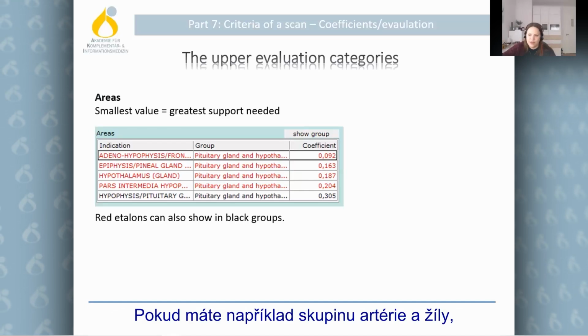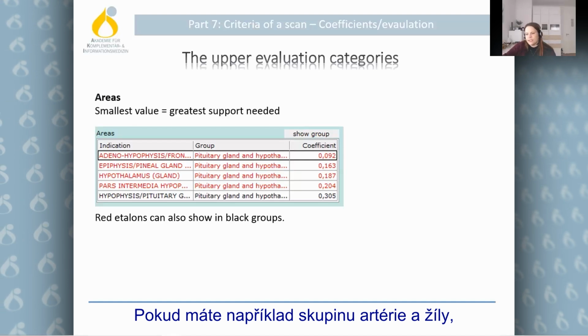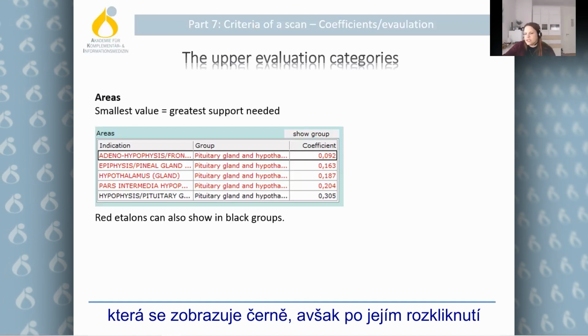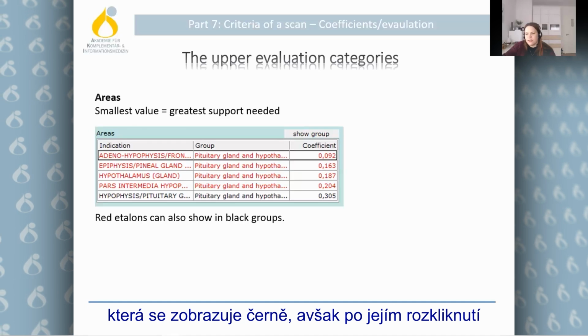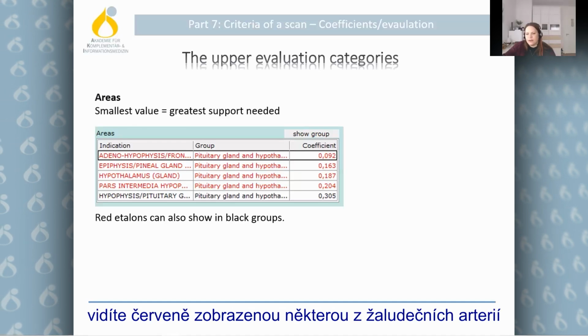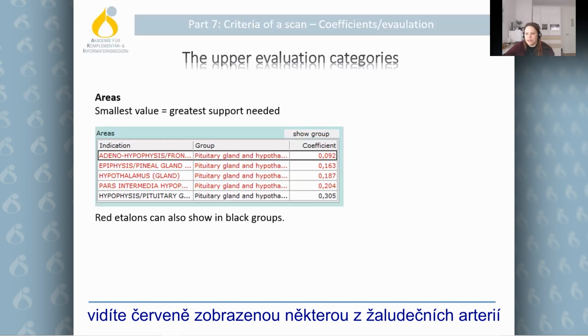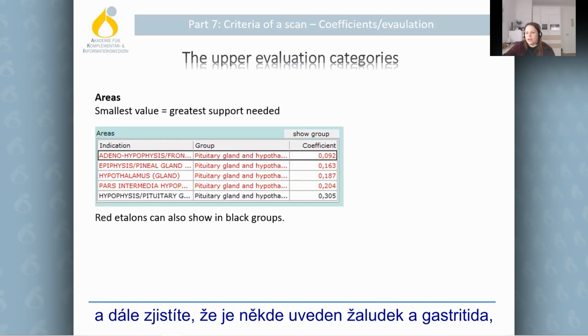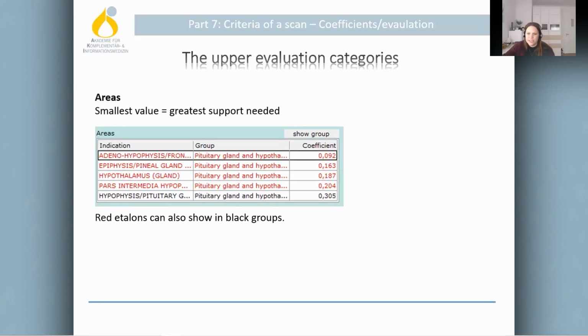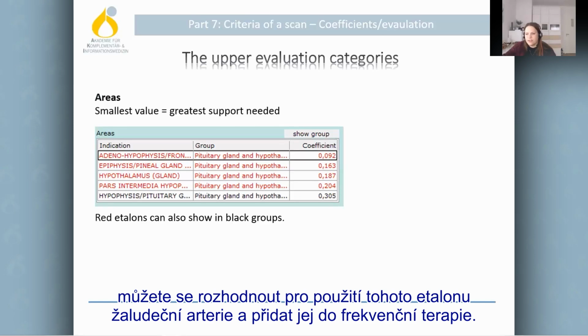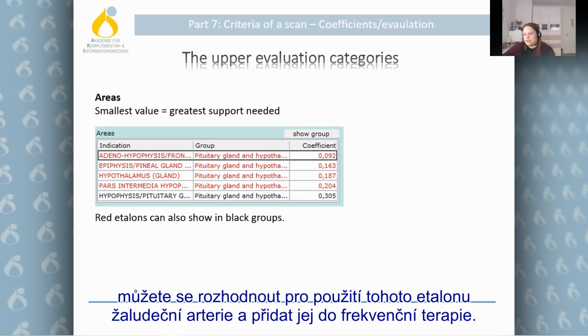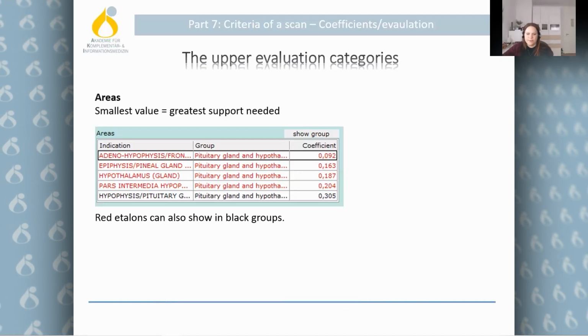For example, when you have the group arterias or vessels, and it's listed in black, but you click on the group and see one arteria of the stomach, for example, and you have the stomach and you have the gastritis listed. So you can decide to use this etalon, the arteria of the stomach, to use for the frequency transfer and use for the treatment a bit later.